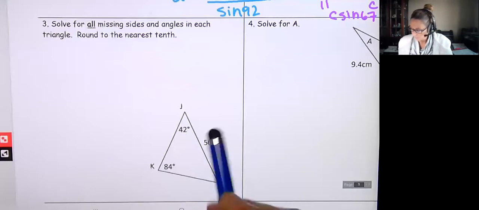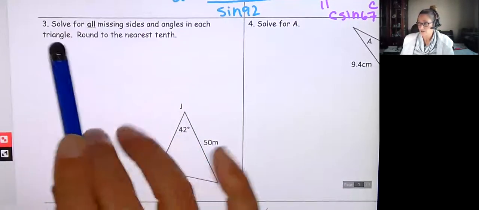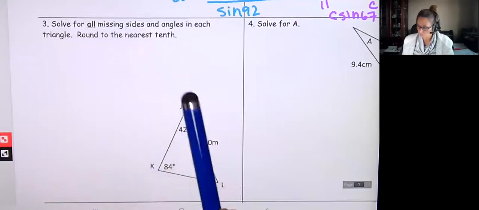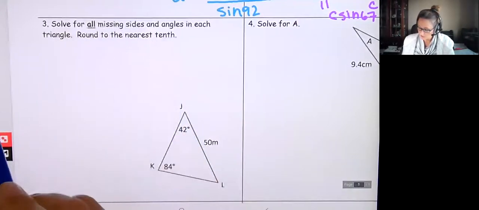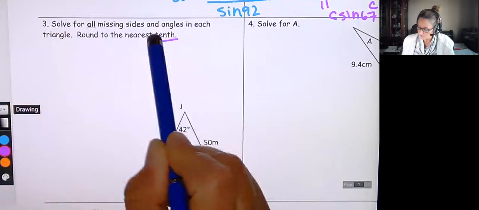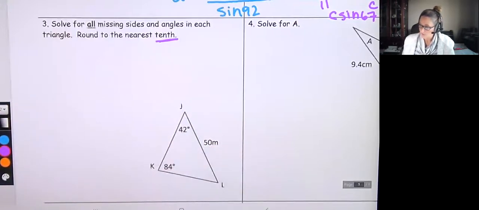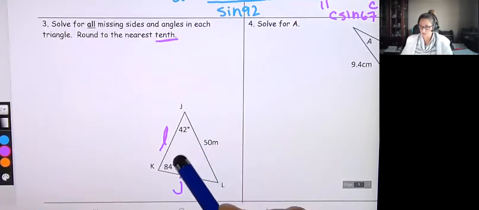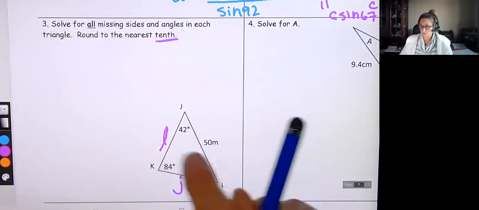So on this one again, they've worded it slightly different, but it's the same idea. It says solve for all missing sides. Here they want us to go to the nearest tenth, which means one number after the decimal accuracy, okay? So looking at this, I'm going to do a cursive lowercase l so it doesn't look like a 1. And then here, this is going to be my j, okay? And I need to find this angle. Again, this angle I can easily find just by doing 180 minus.